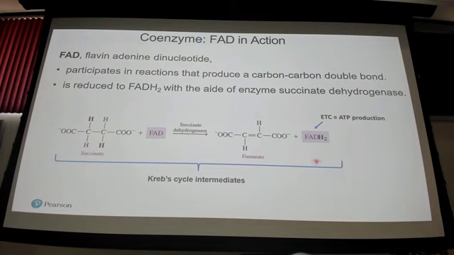FADH2, again, here's the take-home message. NADH plus H plus and FADH2 are very important because they transport electrons to the electron transport chain for ATP production. We're going to talk about that in the fourth lecture of this block. But that's kind of the take-home message of part of the reason why these coenzymes are so important.